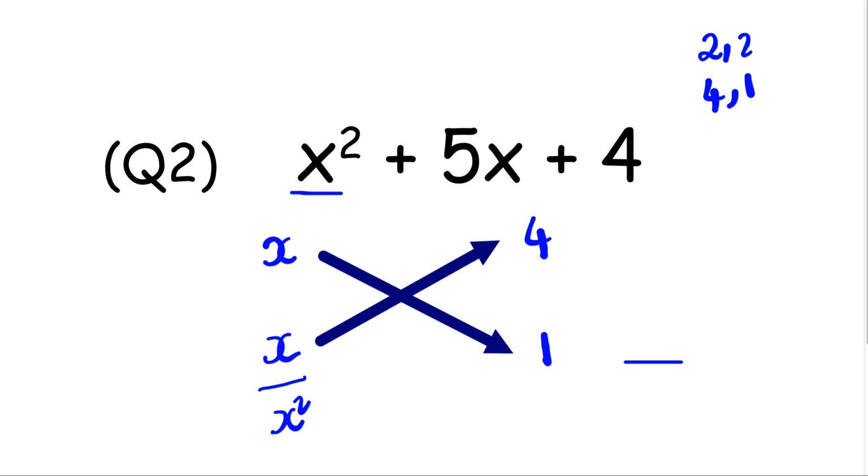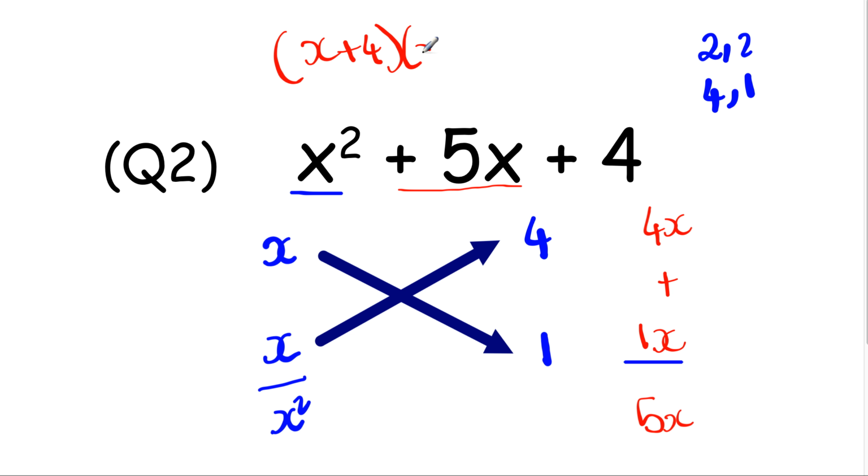Okay, so let's see if this works. We've got x times 1, which is 1x. And then we've got x times 4 along this side, which is 4x. Sum them together, they give me 5x. Is positive 5x the one in the middle? Yes. So therefore, we can factorize and get this, okay, and it works. Okay, let's try another one.